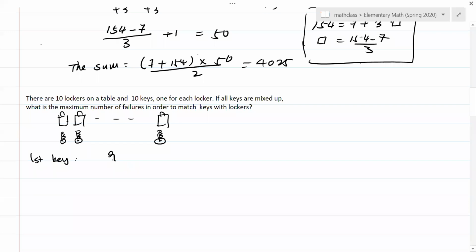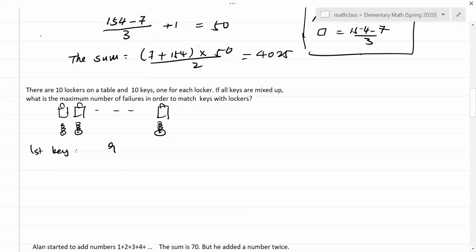So for example, you try the first one, okay, it doesn't work. The second one doesn't work. The maximum number of locks you can try is going to be 9, because the last one definitely works. You don't even try it, because you're told that you have 10 keys and 10 locks that match in some way. It's messed up, right? So 9 times. Then you put the key and the lock away. So only 9 keys and 9 locks are left.